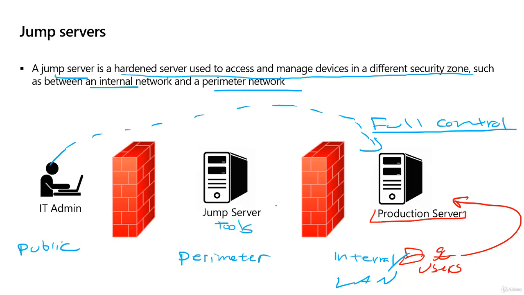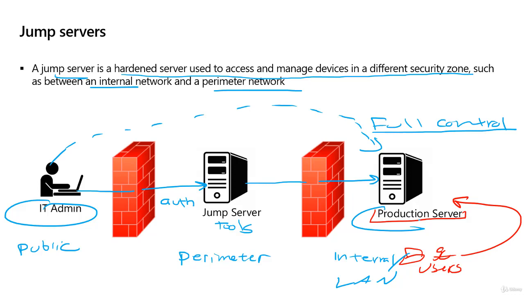If I now truly want to manage this server, what I would have to do is establish a connection into the perimeter network, and I would authenticate to the jump server. Once I authenticate to the jump server, only the jump server can manage these production servers inside my network. So there is not a direct connection between my laptop over here and this production server here. You connect to the jump server, and then the jump server you would use to access all your internal resources.